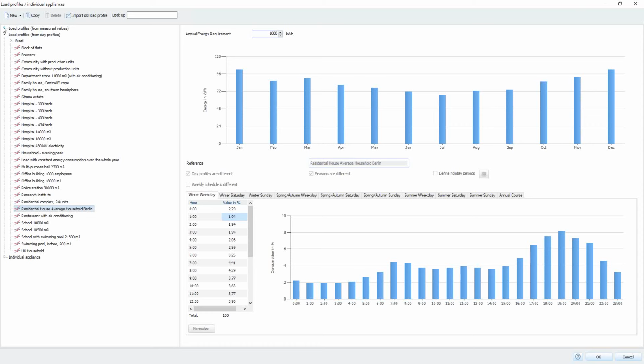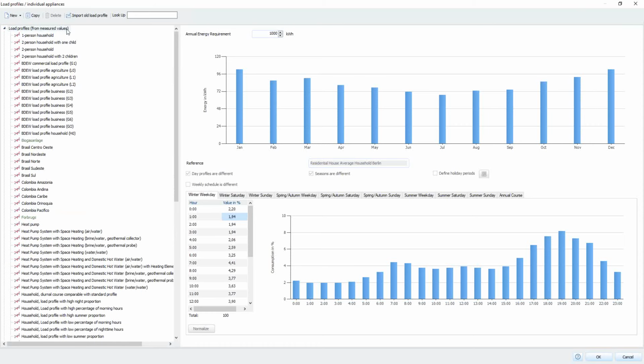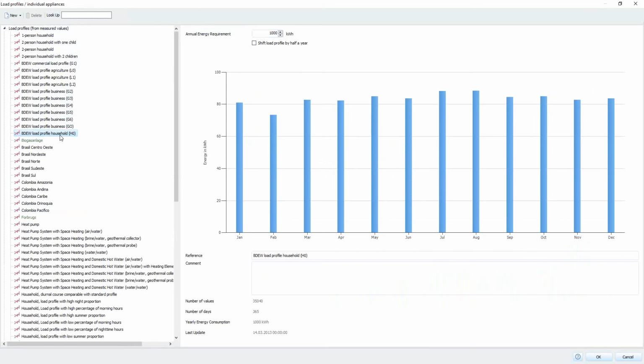Okay. Then we have the load profile for measured profiles. That's more or less to import profiles which you get from your energy or power company. There are some pre-imported profiles here. They also can be used by just entering the annual energy requirement, and then it's again distributed according to the distribution in the selected load profile. Here, for example, it's one from the German Power Company Association. They provide annual load profiles.